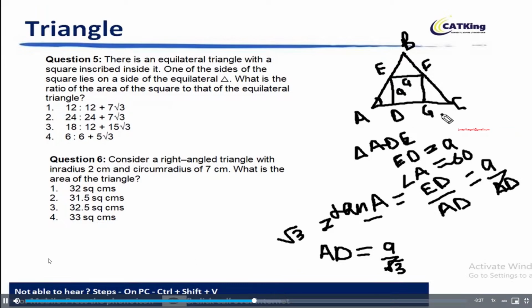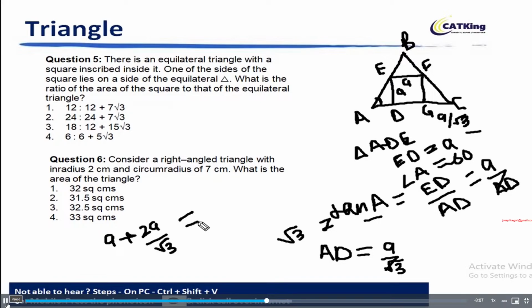Similarly, GC is also a by root 3. This is also a by root 3. Therefore, the side of the equilateral triangle is equal to a plus 2a by root 3, right? 2a by root 3. This is the side of the equilateral triangle.